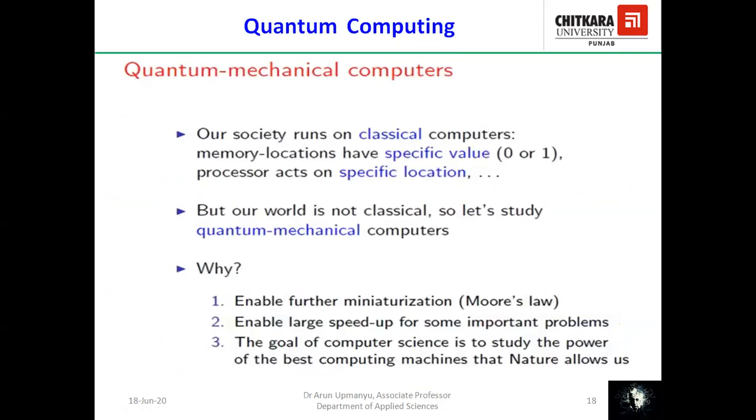So how does a quantum computer actually work? I will just give you the idea about quantum computing. I'm not going into detail because a lot of concepts are involved here. In classical computers, we have only two values for a bit, 0 or 1, a specific location, 0 or 1. But in a quantum computer, these bits can be superimposed upon each other.